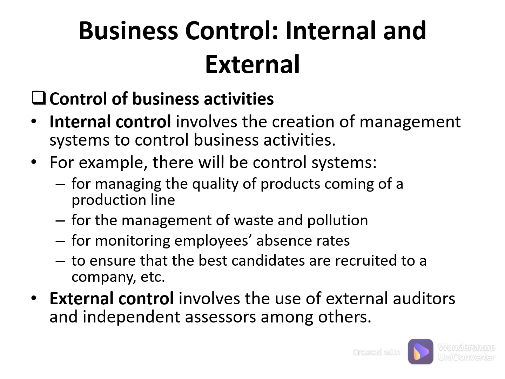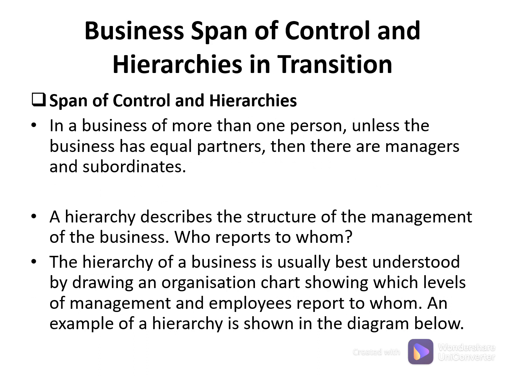And then we have internal and external control of business activities. Internal control involves the creation of a management system to control the business activities. For example, there will be a control system for managing the quality of product coming off a production line, for the management of waste and pollution, for monitoring employees' absence rate, and to ensure that the best candidates are recruited to a company. And then you have external control, which involves the use of external auditors, independent assessors, among others.